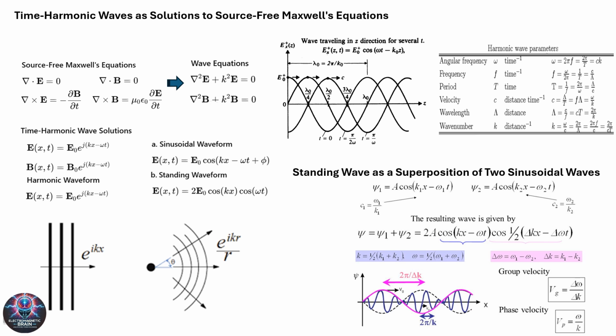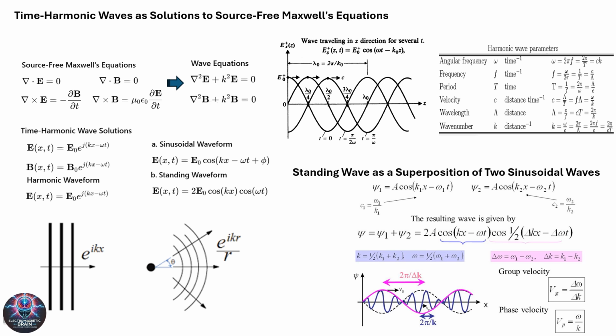As we continue our exploration of electromagnetic waves, let's delve into the concept of time harmonic electromagnetic waves and their role as solutions to the source-free Maxwell's equations. These equations are fundamental in describing how electric and magnetic fields propagate through free space when there are no charges or currents present. Now, on this slide, you can see the source-free Maxwell's equations, which govern the behavior of these fields.